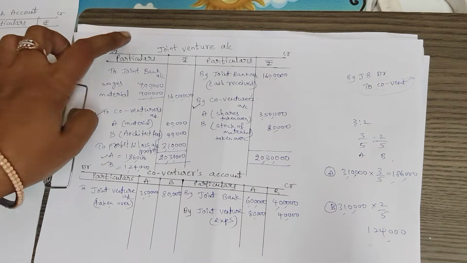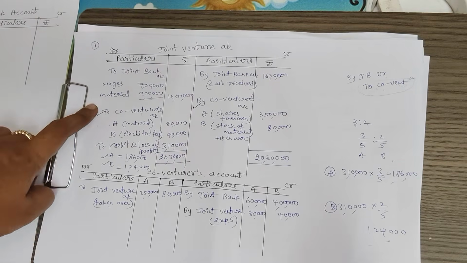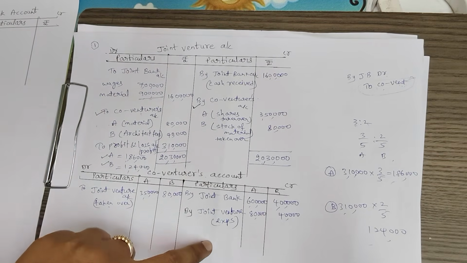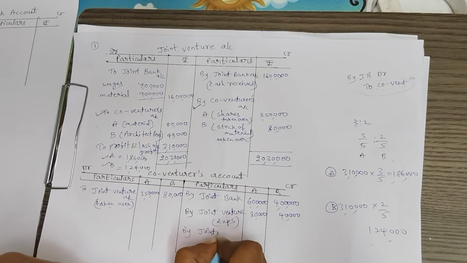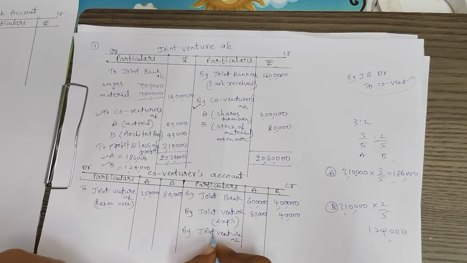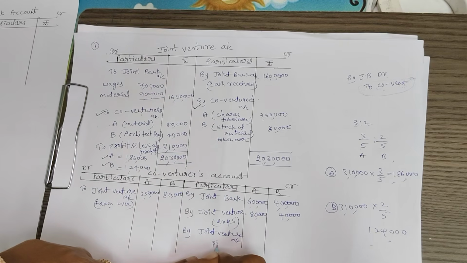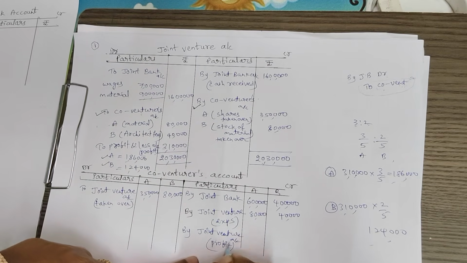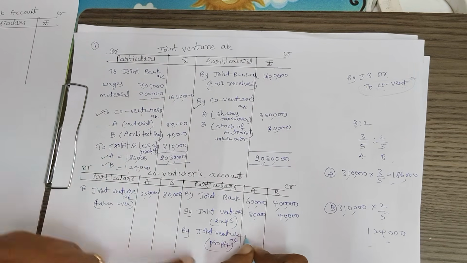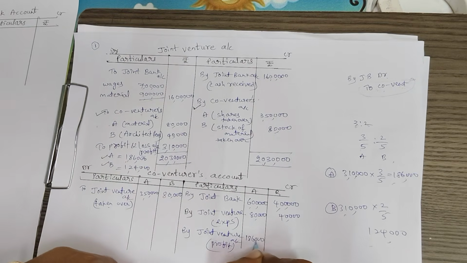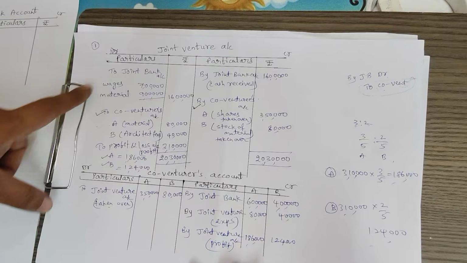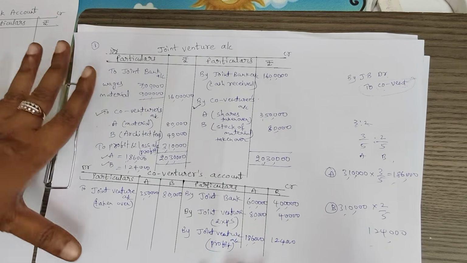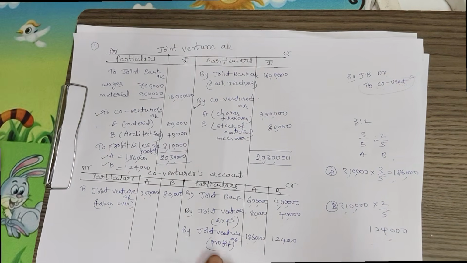So the joint venture account debit side will be the credit side of the co-venturers account. What should we write? By joint venture. Under that, just write down profit. So what is the profit of A? 1,86,000 and B 1,24,000. Any other item related to co-venturers? No, it's completed. Show your balance here.